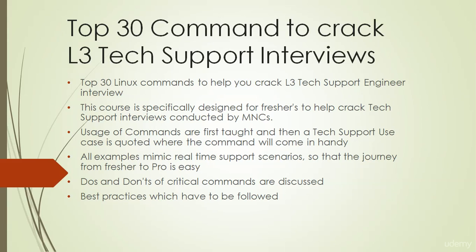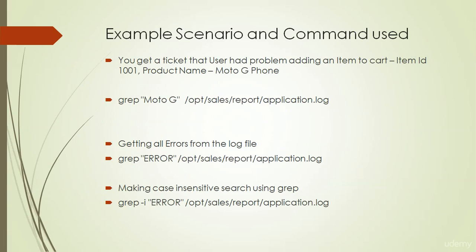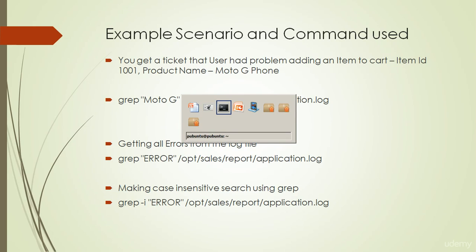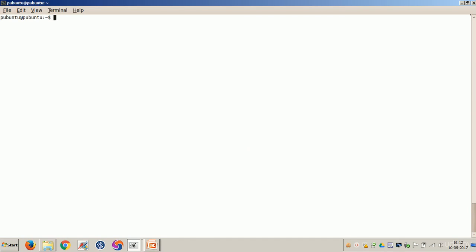So let's take the command grep, which helps you in searching for a word in a file or document. A realistic scenario can be that you get a ticket saying that a user had a problem adding a product to the cart, and you might be asked to investigate what has happened. Most of the time applications write log files, and you have to go to the log file and do a search, and these log files are typically lengthy. So a good idea would be to use the grep command, and grep for the product which the customer had problems adding. So let's open up the command prompt, and then I'll use my grep command like this.